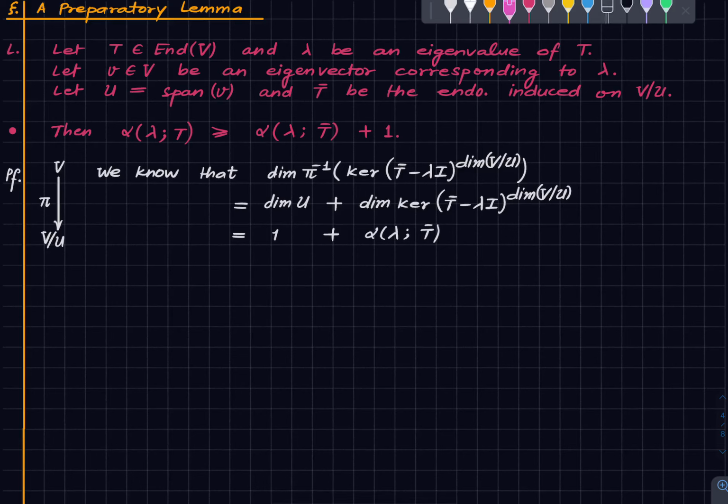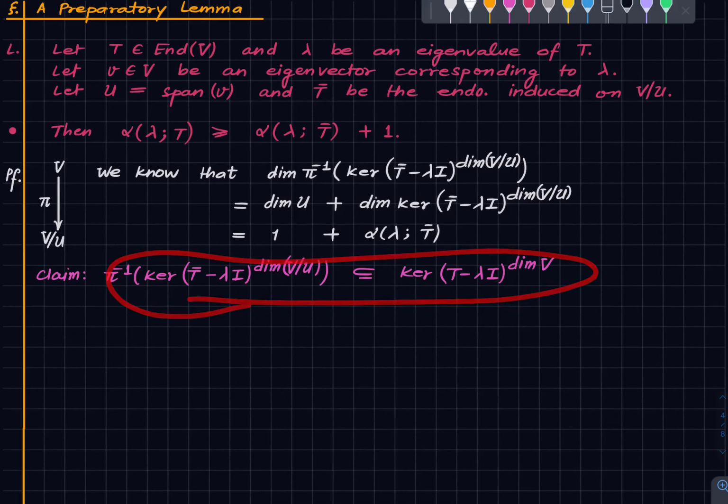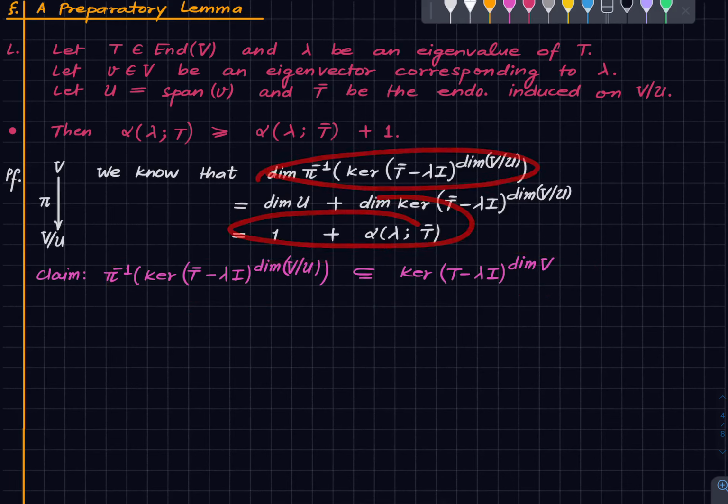And now we have the following claim, which will finish the proof. The claim is this pullback is contained in the space of all the generalized eigenvectors corresponding to lambda. And the dimension of this space is, of course, the algebraic multiplicity of lambda. And once we establish this, from the previous equation our result is immediate. So all we need to do is prove this claim.